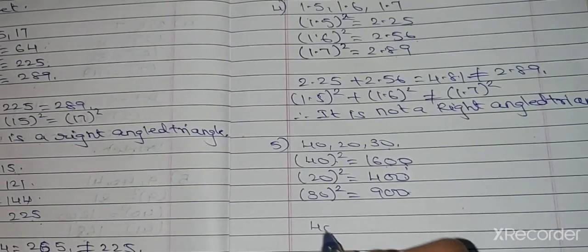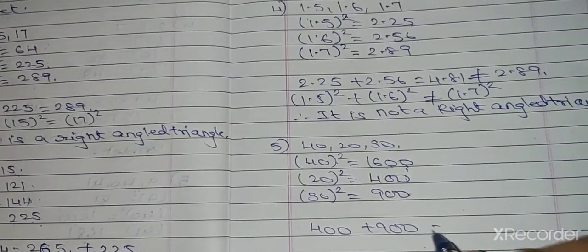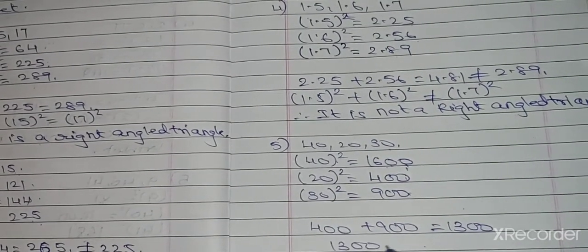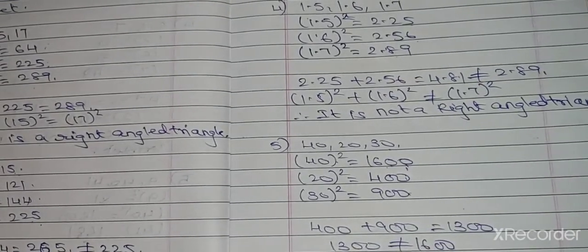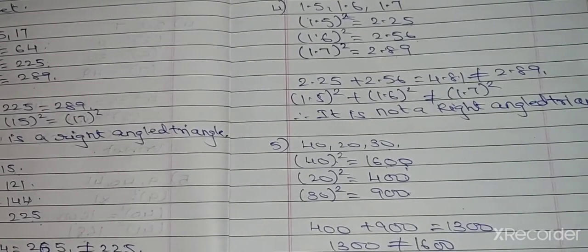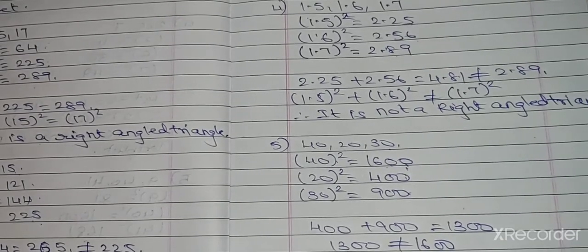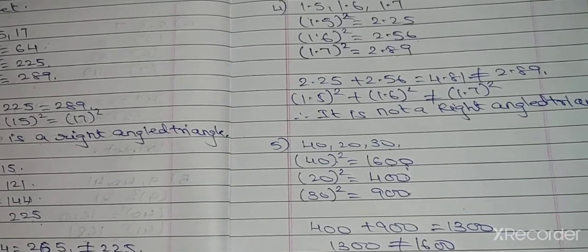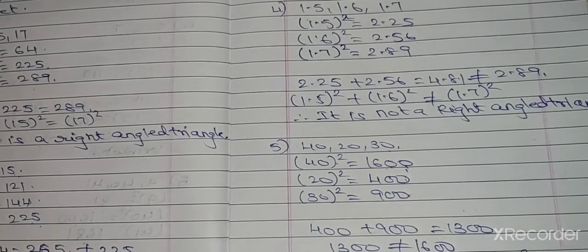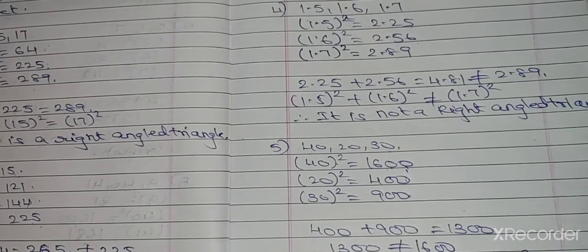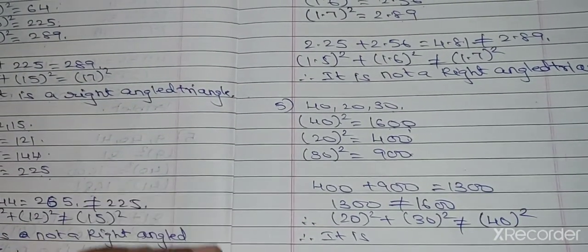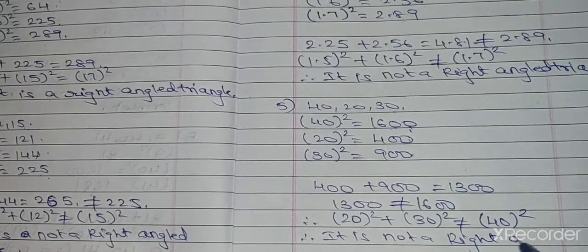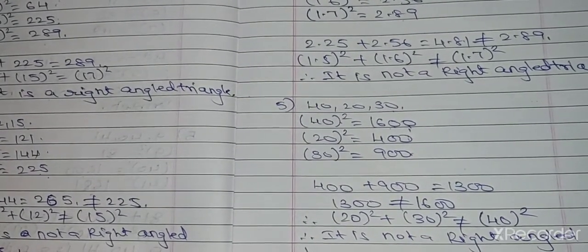So 400 plus 900 will give you how much? 1300. Is 1300 equal to 1600? No, it is not equal. Therefore 20 square plus 30 square is not equal to 40 square. Therefore it is not a right angle triangle.